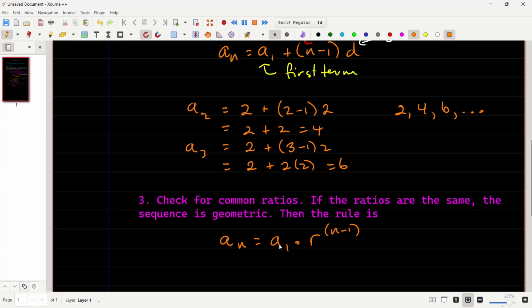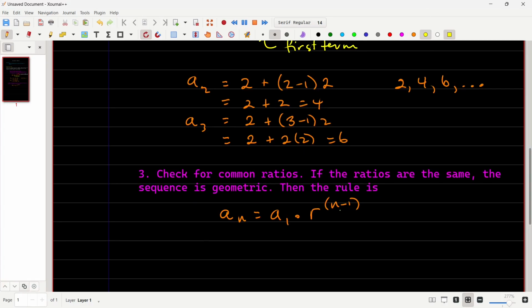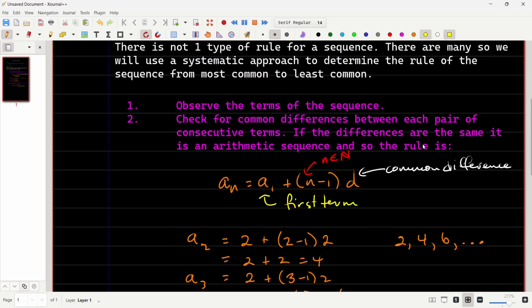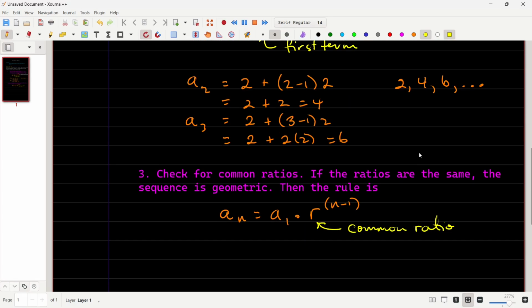So a1 is the same thing, the first term. r is the new term that you don't know yet, which I'm going to define here for you. This is the common ratio, not ration, ratio. So that is the common ratio. n is the number in the set of natural numbers. So the first term, second term, wherever.